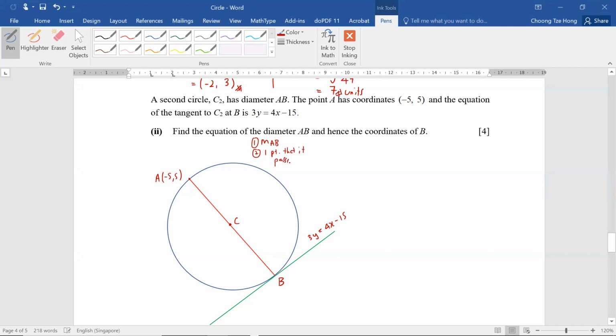Okay, this one we already know, right? Because it passes through A, (-5, 5). So the coordinates of one point that it passes through, we already know this. Now we just need to find the gradient of AB.